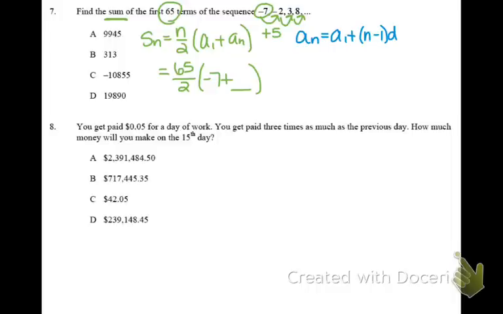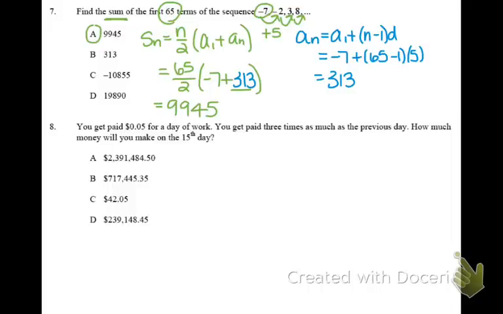that 65th term. So I have my first term is -7, n is 65 since we have 65 terms, times your common difference, which is 5. You can take that whole thing and plug it into the calculator, and that gives you 313. So that means this last term is 313. So now we can actually evaluate the sum. So I have 65 over 2 times (-7 plus 313), and that gives you 9,945. So your answer for that is A.